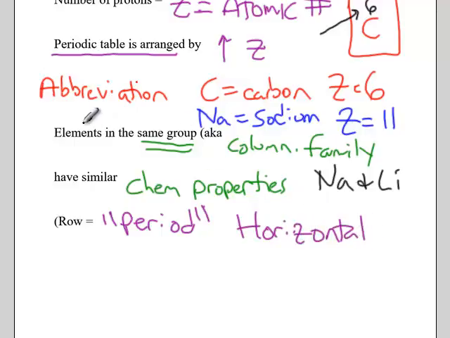So we're going to be doing a lot of classification based on the groups. So the columns are in general more important for us, but you can also talk about the period, which is the horizontal row on the periodic table.